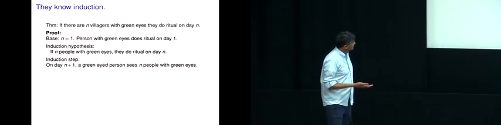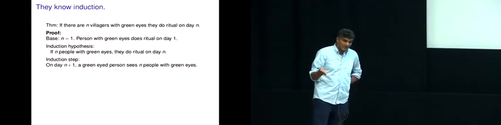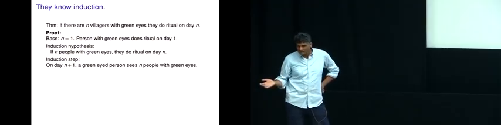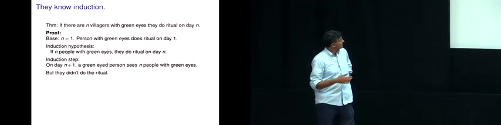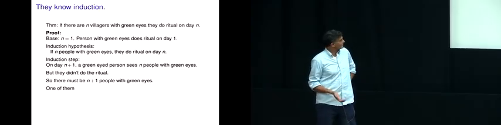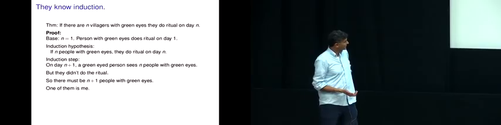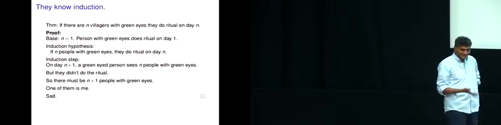Okay, so a green-eyed person sees n people with green eyes. He knows on day n they didn't do the ritual. And so there must be n plus 1 people with green eyes. Okay? That was sad. Right?